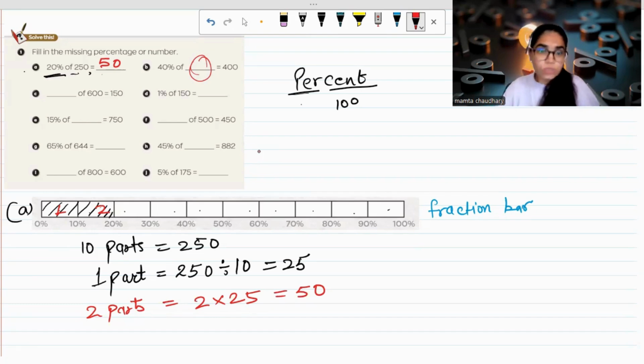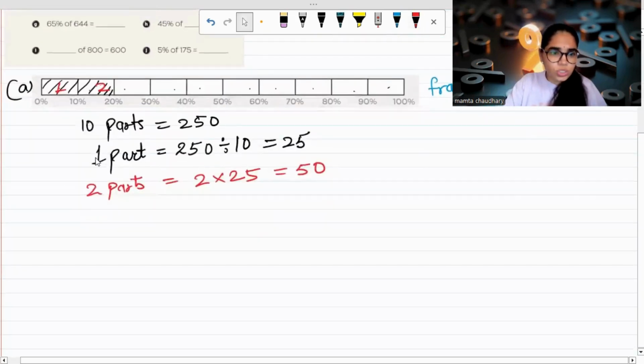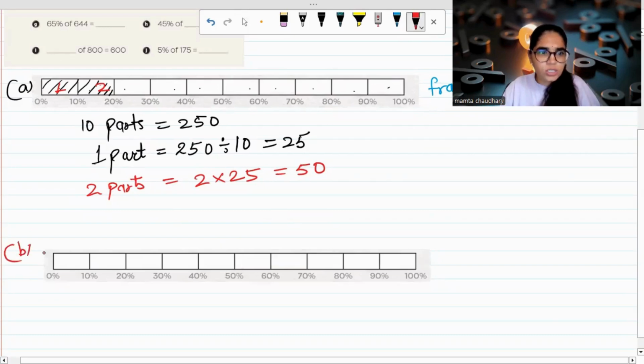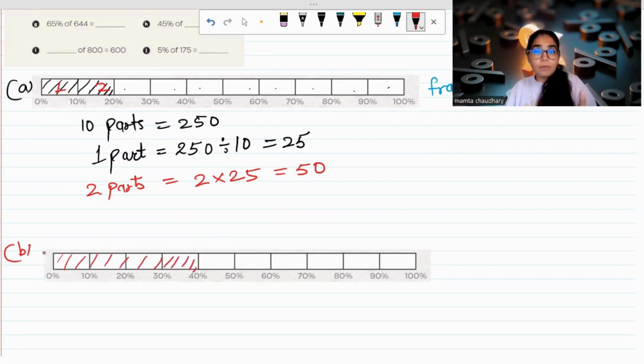So let's do it. Now, the next question is 40%. Let's shade 40%. If we shade 40%, how many parts have we shaded basically? 1, 2, 3, and 4. We have shaded 4 parts.